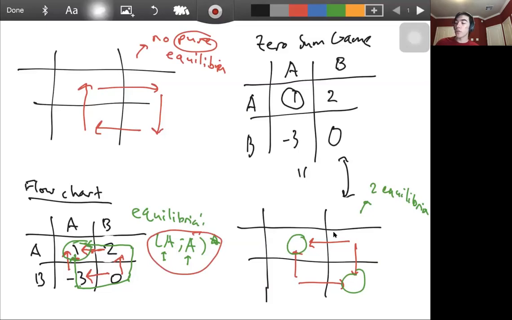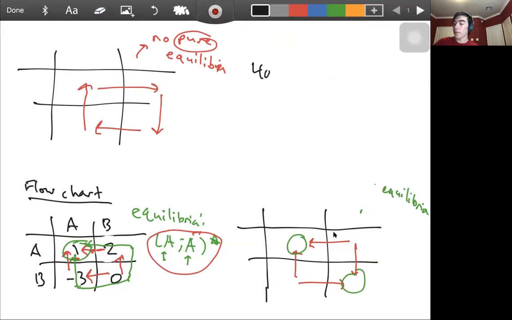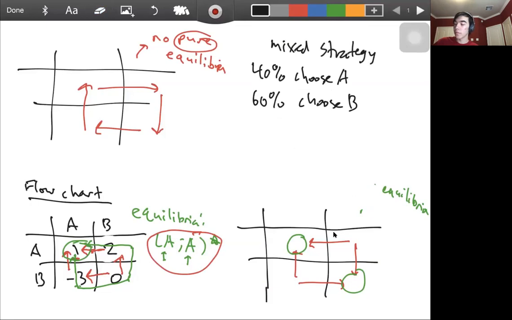But there are strategies that are mixed. For example, you could have a strategy which goes something like 40% of the time choose A, and 60% of the time choose B. This is a mixed strategy. So when you have a flowchart in a cycle like this, you're most likely just going to have to solve and find mixed strategy equilibria. So how are we going to find mixed strategy equilibria?